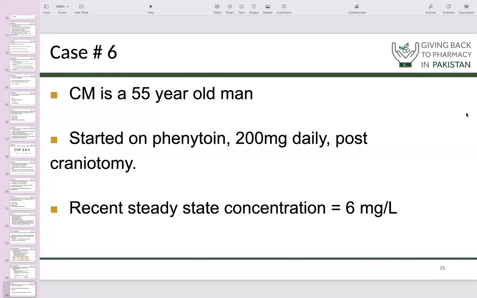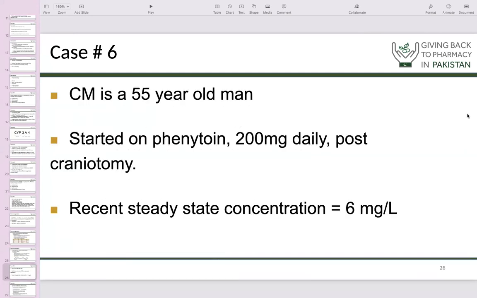Same is the case with phenytoin. The half-life is more than the dosing interval. Usually it is given 3 times a day or once daily. So that's why we take the steady state concentration. In the case of phenytoin, the normal range is 10 to 20 milligram per liter, and this patient achieved a steady state concentration of 6 milligram per liter, which is less than the normal. But moving on to the case further, we'll see if there is any change.